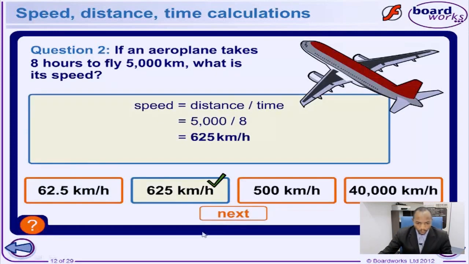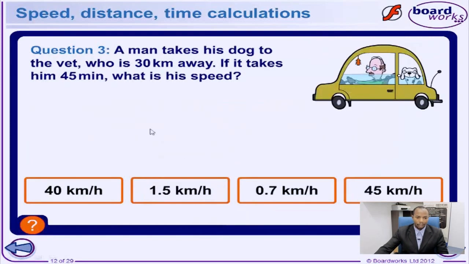So meaning we already understood how to calculate. We move to the next question. A man takes his dog to a veterinary doctor who is 30 kilometers away from his house. Now if it takes 45 minutes to get there, what is the speed at which the man was moving? Now we say speed is distance divided by time.